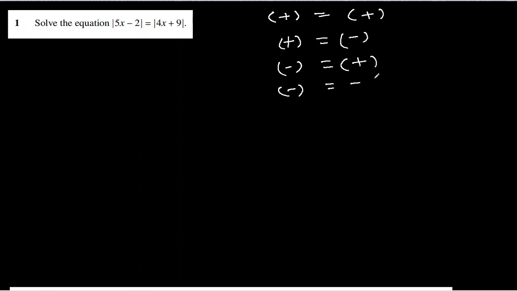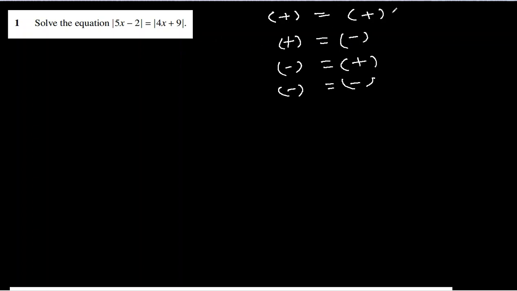Let's list all those four conditions. Left side positive equal to right side also positive. Left side is positive, right side is negative. Left side is negative, right side is positive, and then we have both of them negative. Why? Because we don't know what is inside. Absolute will make it positive, but what is inside, we're not sure. So these are the four possibilities.